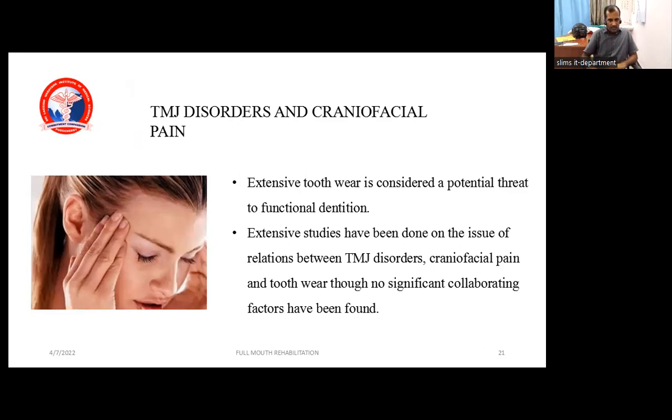the more extensive tooth wear is considered a potential threat to a functional dentition. There have been various studies on the relationship between TMJ disorders, craniofacial pain, and tooth wear, though no fruitful outcome has come in pinpointing the exact single factor for this ill effect.